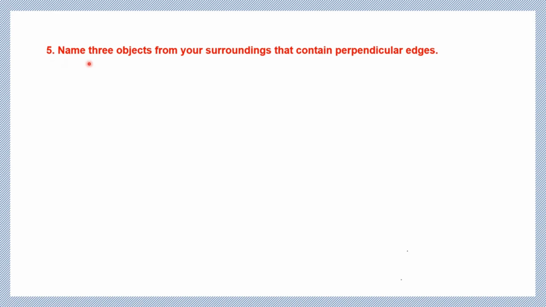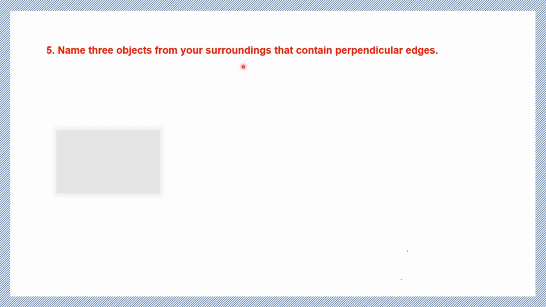Question 5. Name three objects from your surroundings that contain perpendicular edges. Okay, now if you look at this slide itself, can you see there is one straight line here. It's cutting this other line at 90 degrees. So the edges here are perpendicular. Similarly here and here and here. Now you have to look at objects from your surroundings, what you have or what is there around you.